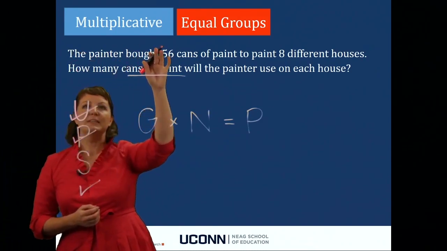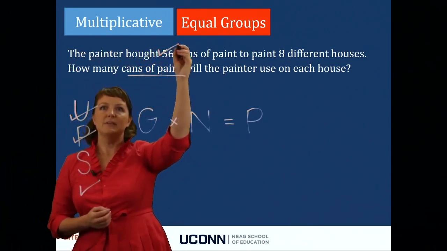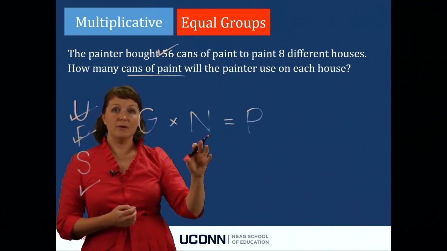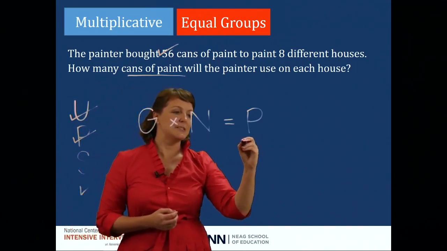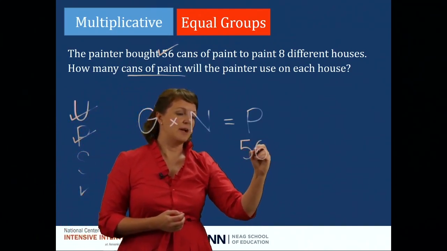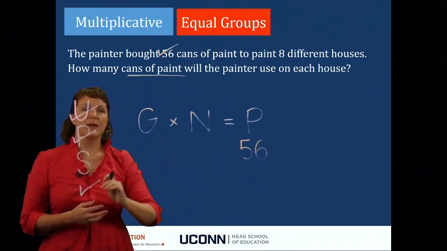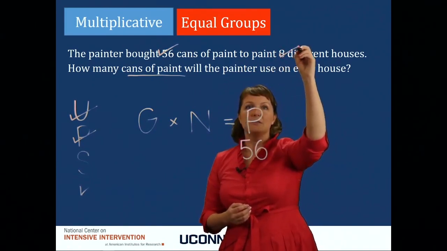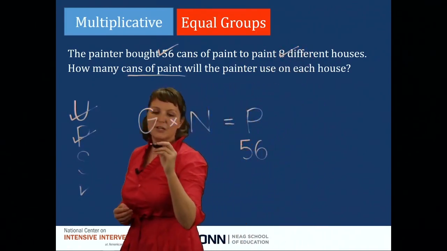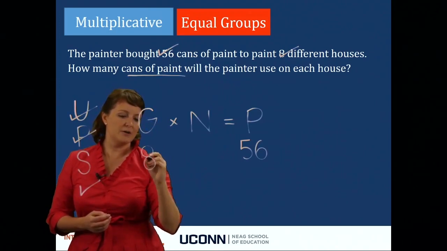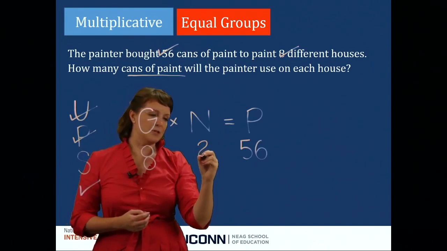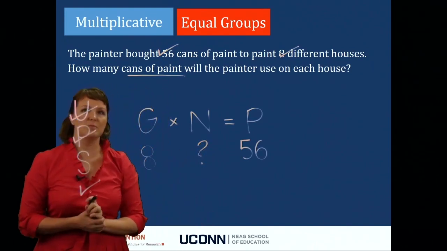The painter bought 56 cans of paint. 56 is a number that talks about cans of paint, so I'm going to use it. And 56, it doesn't tell me the number of groups I have. It doesn't tell me the number within each of those groups. But 56 tells me how many cans of paint I have altogether, or my product. I keep reading. He's going to paint 8 different houses. 8 tells me about the groups that I have. So I check that number off and write it here underneath G. And then I have to figure out how many cans of paint are used with each house. There, I'll use a question mark.